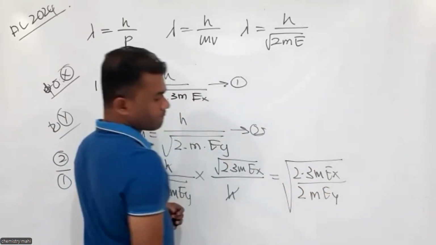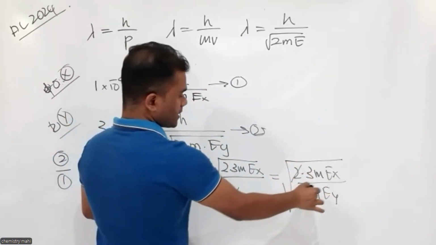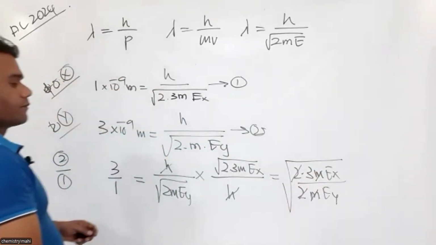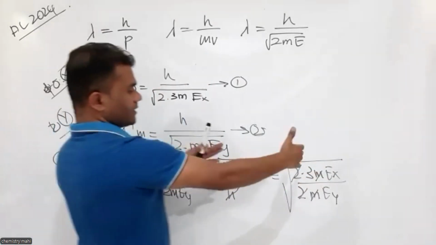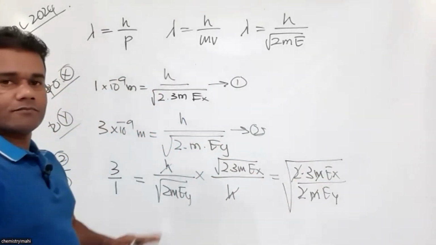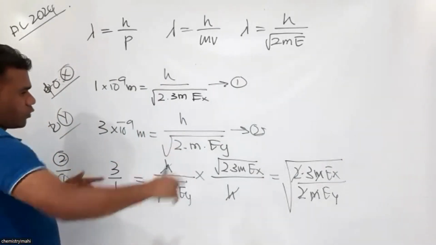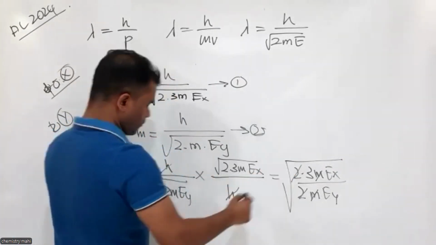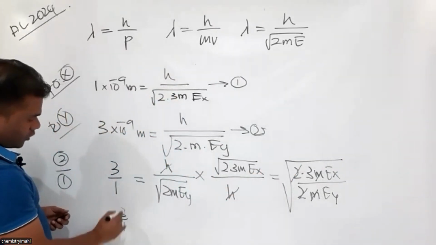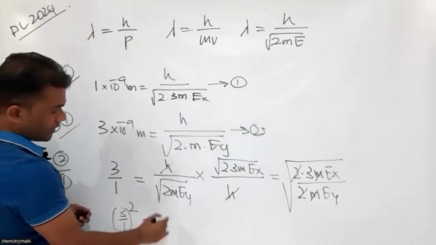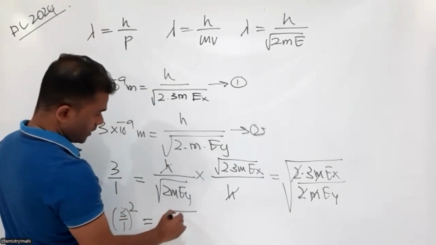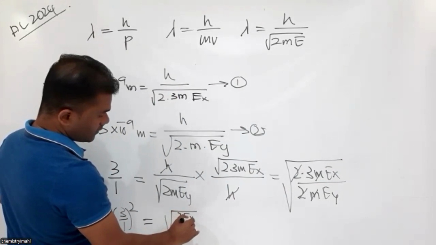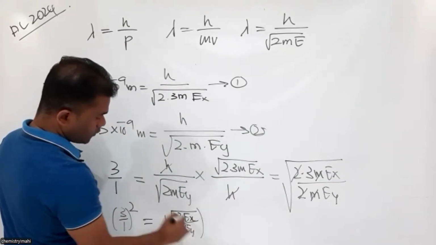That's what we have. So what happened? 2 cancels. We get the root part here. I'm not okay with that one. So to remove the root part, you know what to do. We take the square root of both sides. So I take it like that: 3 over 1 squared, and this is root. What do we have? 3 EX over EY. But here also I take the square.